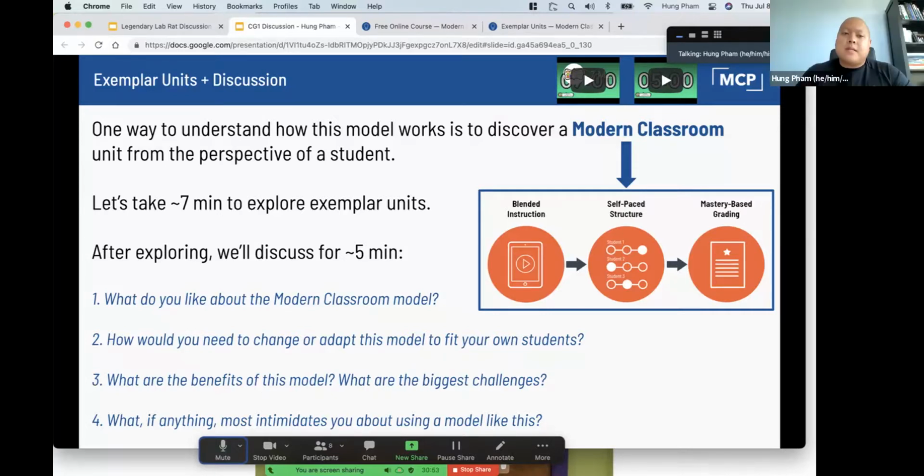Yeah, let me go ahead and wrap this up really quickly. Thanks, Deborah. To echo what you said just now, if you are interested but a little hesitant to implement it with fidelity, what you can try is to implement it backwards, with one element at a time, starting with mastery-based grading, which doesn't necessarily require technology, and then maybe moving to a self-paced structure. And finally, when one-to-one is available or technology is a thing at your school, trying that blended instruction element.